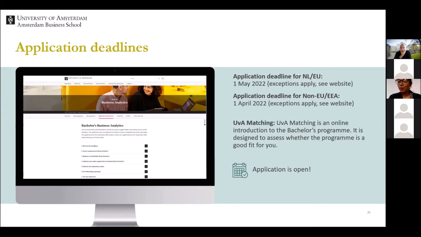I have no idea for UvA matching. I would just say go to the website and read the website as thoroughly as possible, because all the information is stated there. And if you have any other question, you can still contact the admissions office. We will add the link in the chat.